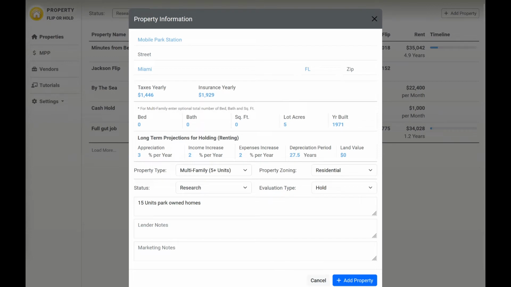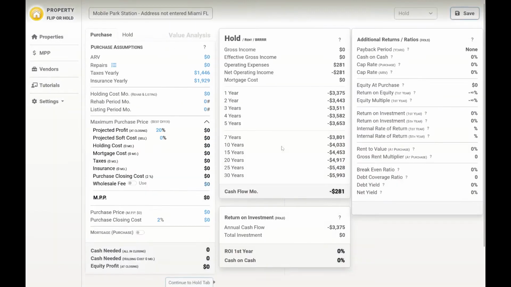In this video, we're going to take a look at a 15 units park owned homes property. Now, I'm going to enter the information that they had in the listing, and we'll go through this together. They're stating that the taxes are $1,446. The insurance is $1,929. 5 acres, and it was built in 1971. Of course, I marked it as multifamily 5 and above, since we have 50 units in mobile homes. And we're going to just evaluate the whole scenario. So let's go ahead and start adding the information on this property.